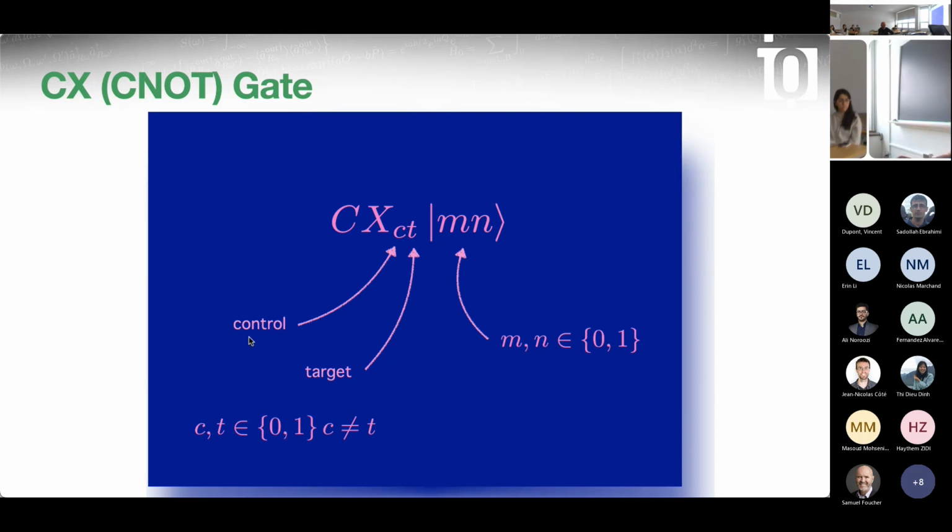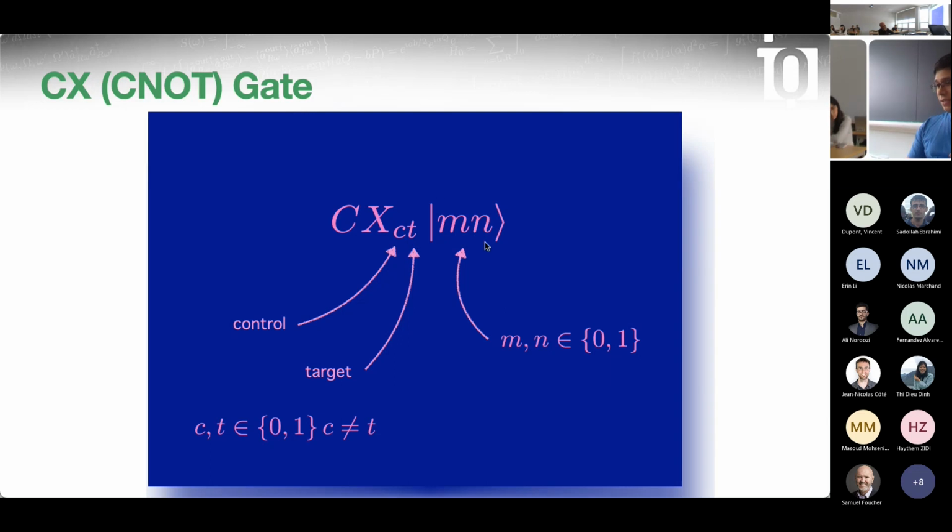Okay, let's move on to 2 qubits. Everything good with 1 qubit only? Any questions? Okay, good. So let's move on to 2 qubits. Remember the CNOT gate? It's a control gate. The notation we're going to write down is CX. We're going to have 2 indices, which are going to be either zeros or ones. The C is going to be the control, and the T is going to be the target.